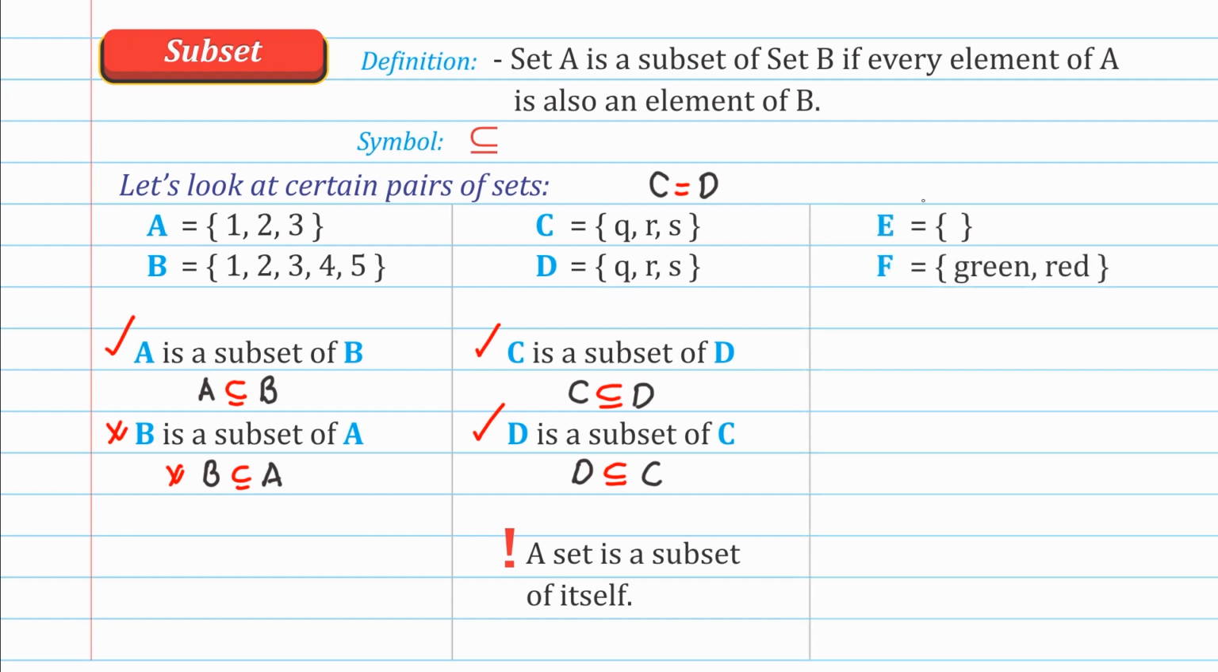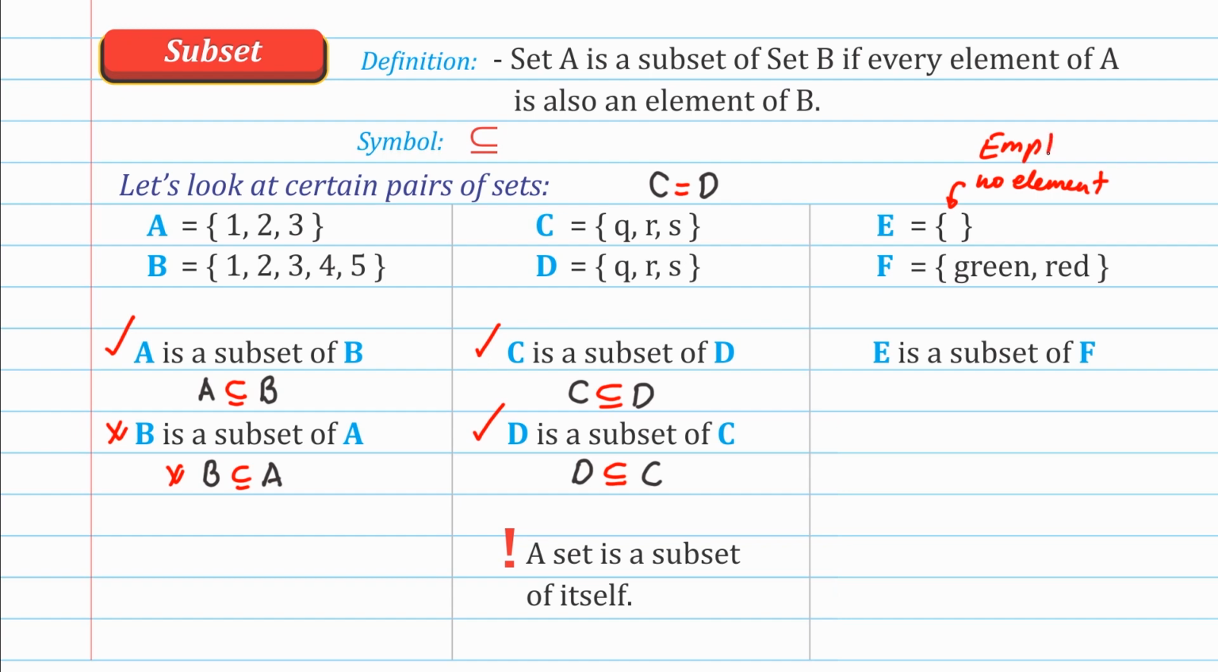Now let's look at the third pair of sets here. We have set E, which has no element, is obviously the empty set, and set F with two elements, the colors green and red. Now, let's check. Is set E, the empty set, a subset of set F? This one is a little tricky. We'll attempt to answer this by thinking out of the box.